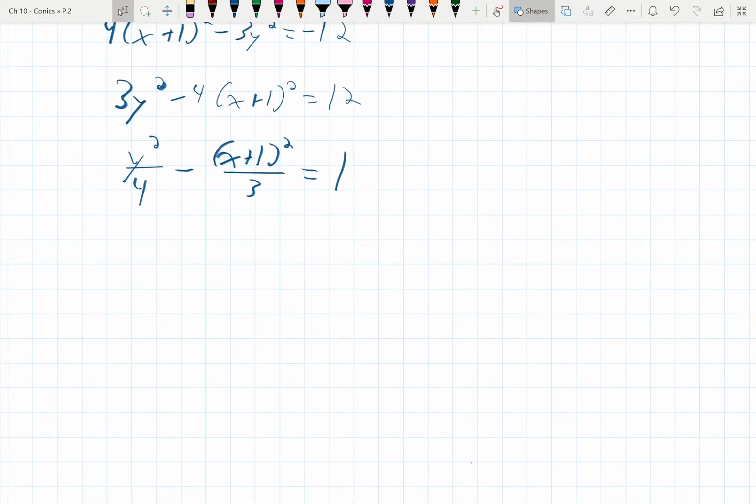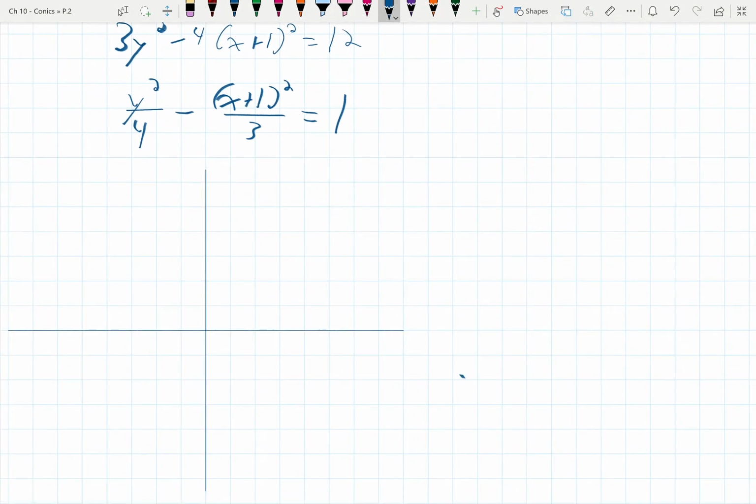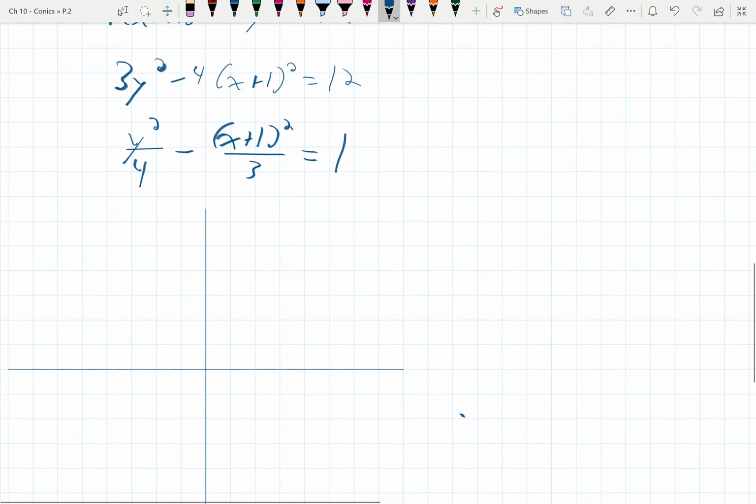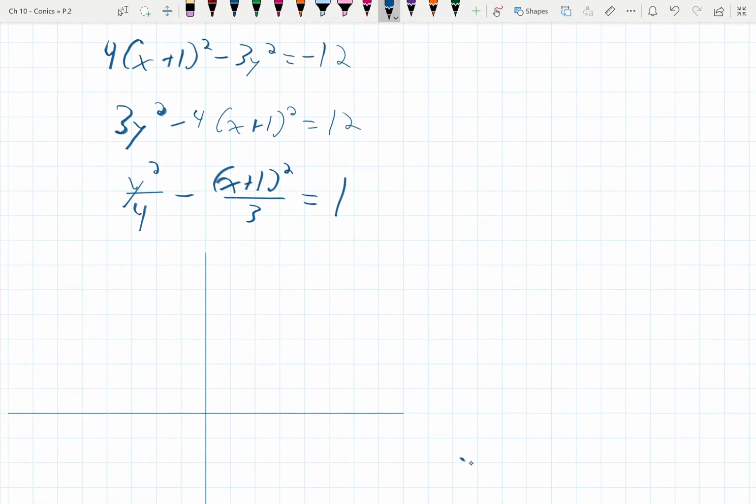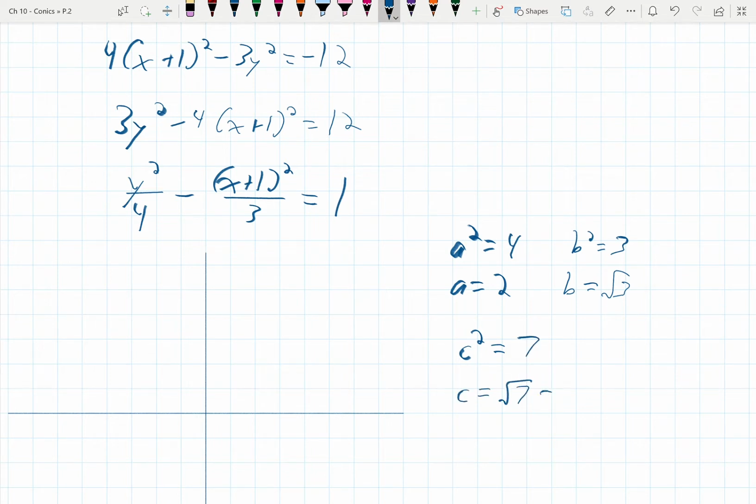So now we're going to start to graph this and dissect all the different pieces. I'm going to keep this to the actual scale that it is, so no rescaling, but we know that a squared is 4, which means that a is 2. We know that b squared is 3, which means that b is root 3. And I know that c squared would have to be 4 minus 3. Kidding, 4 plus 3, because c squared equals a squared plus b squared. That's 7, so c is root 7, which you don't know, but it's about 2.6, so that you can graph it.